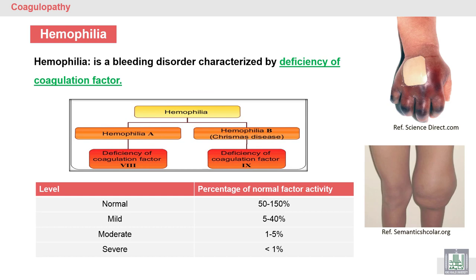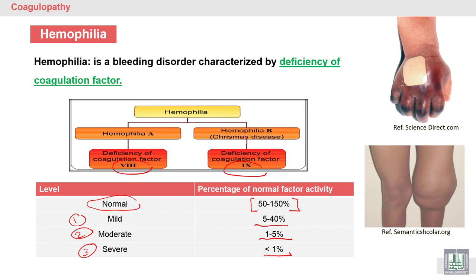Hemophilia is a disorder characterized by deficiency of a coagulation factor, either factor 8 in hemophilia A or factor 9 in hemophilia B. The normal level of the factor ranges from 50 to 150%. Mild deficiency is a concentration from 5 to 40%. Moderate deficiency is a concentration from 1 to 5%, while severe deficiency is a concentration of less than 1%.